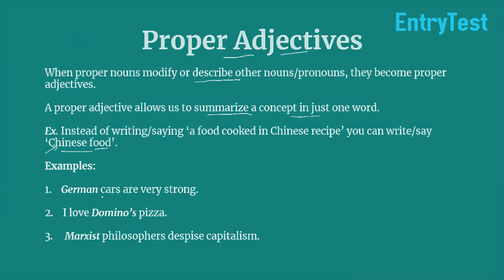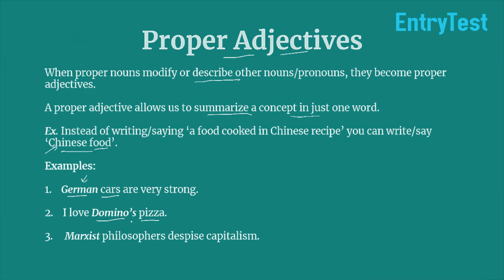So car is again a noun, and German, if I'm pointing to one type of car or German car, then I'm saying that this is a proper noun. So proper noun is describing another noun, hence it is a proper adjective. I love Domino's pizza. So pizza is the name of the food, so it's a noun, and Domino's, I'm pointing to one proper noun, hence Domino's is a proper adjective here.